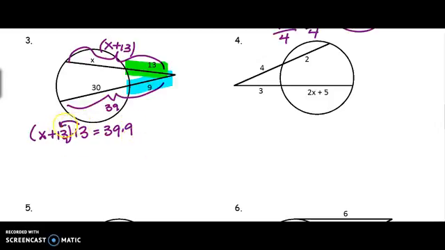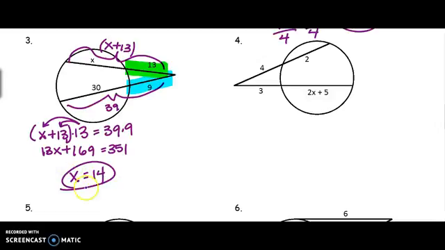So if we distribute the 13, we're going to get 13x plus 169, and that's going to equal 351. After all is said and done, when you divide it by 13, x is going to give you 14.